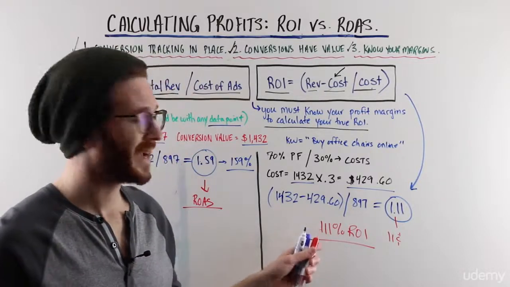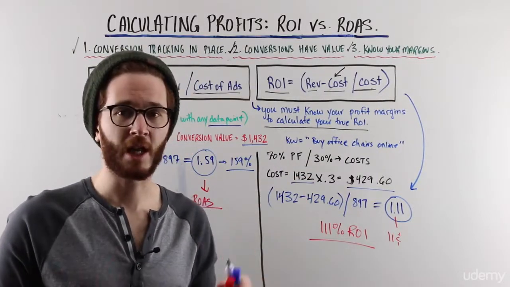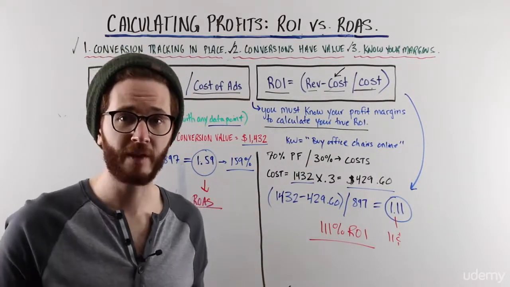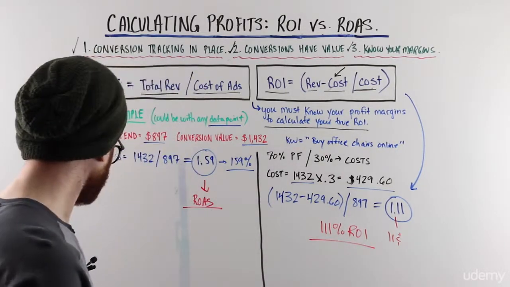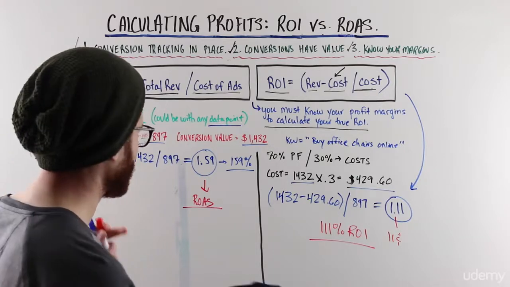As long as your ROI is above 100, you're making money. If it's exactly 100, you're breaking even. If it's below 100, you're losing money. Okay? And on that note, let's talk about something of a slightly different example.